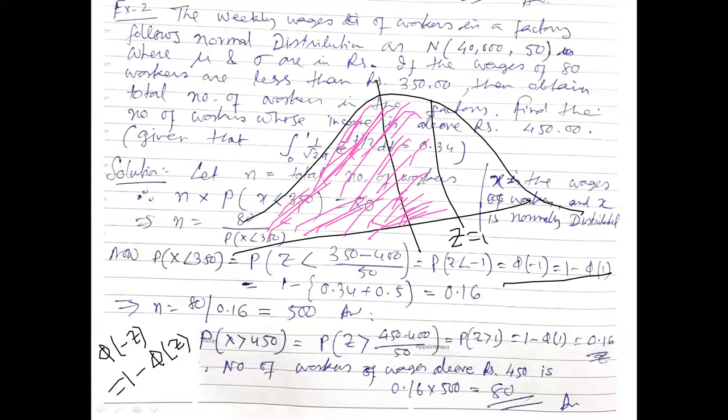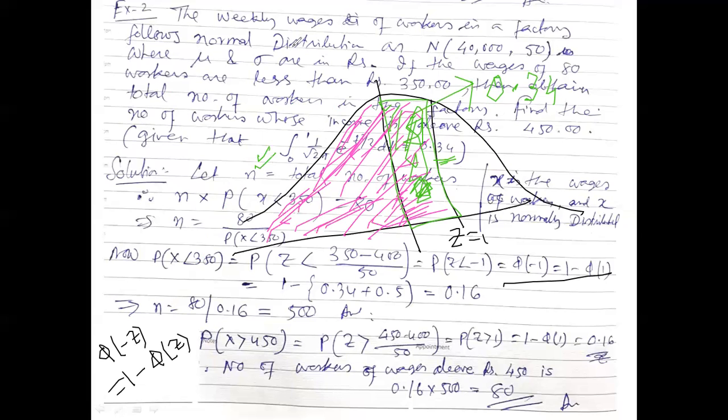Phi z will be this part, right? Now, this part is given as 0.34. This is given in the question: the integration from 0 to 1 of 1 by root 2 pi into e to the power minus t square by 2 dt is equal to 0.34.